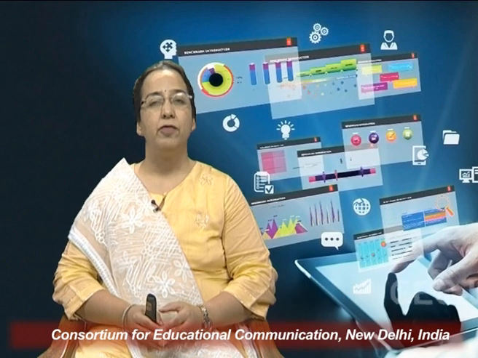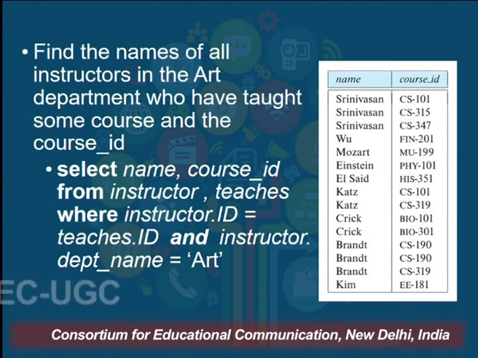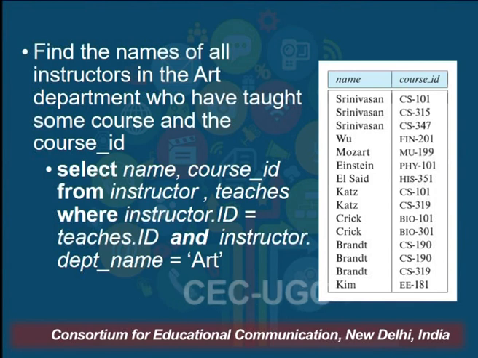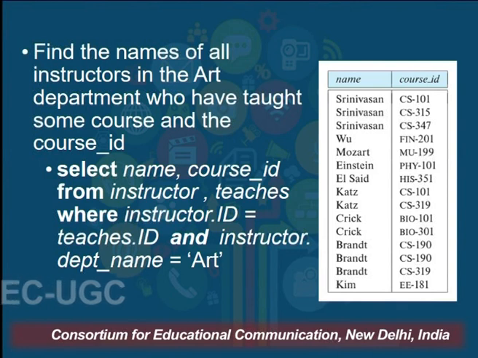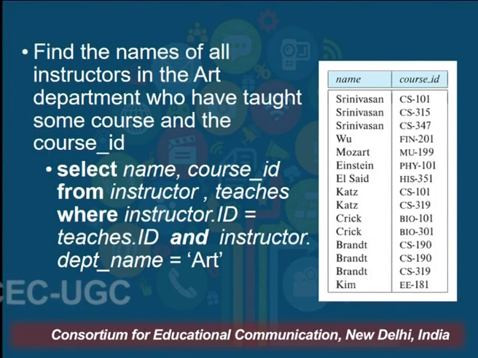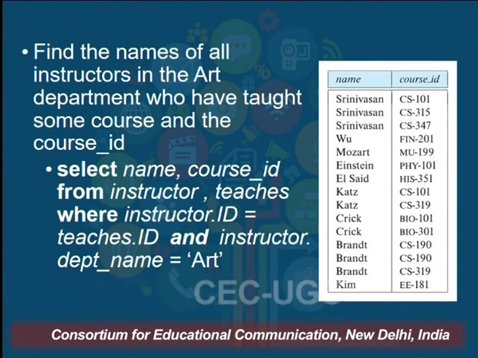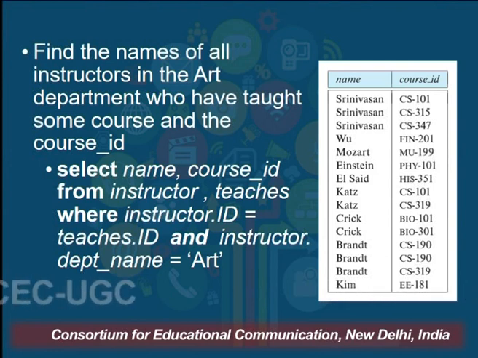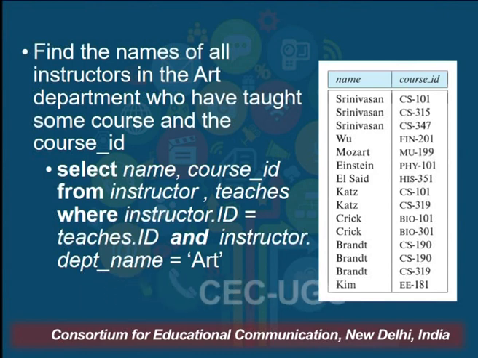Another example of using this where clause along with the Cartesian product is here. For example, we want to find the names of all instructors in the art department who have taught some course, and apart from that we also need the corresponding course ID. So, we are going to write select name, course ID from instructor, teachers. Now, with where we are going to specify two conditions. One is they belong to the art department, and they must have taught some course.